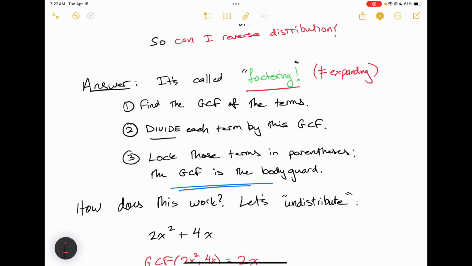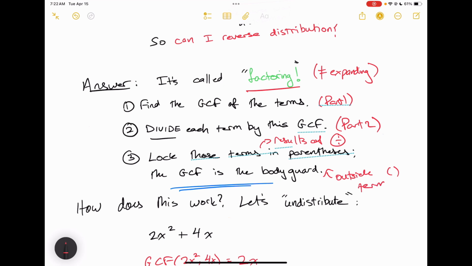The steps are as follows. First up, in whatever expression you're given, you're going to find the GCF of the terms. And that was found in part 1. Next, you're going to divide each term by the found GCF, which we found in part 2. This is the new part here in step 3. You'll lock those terms, as in the results of the division, in parentheses. So here it is, the results of the division in the parentheses, and the GCF is the bodyguard, or in other words, the outside the parentheses term.